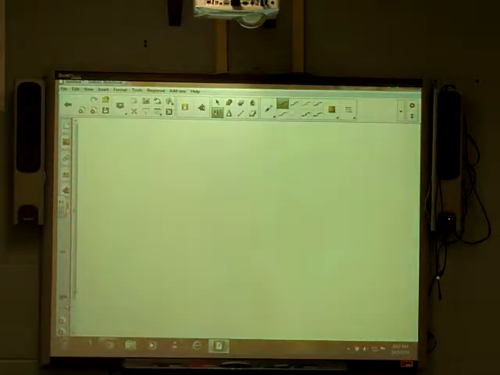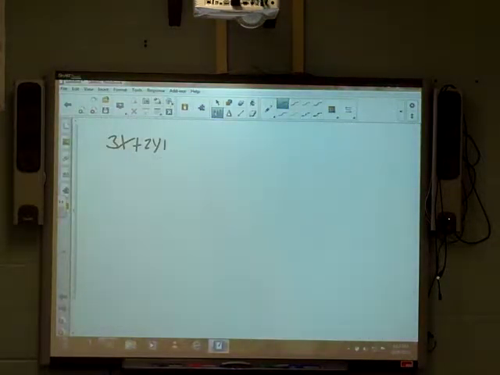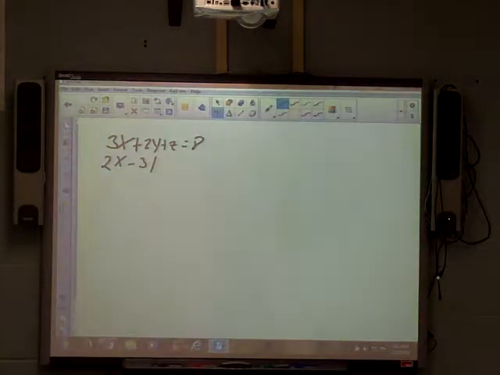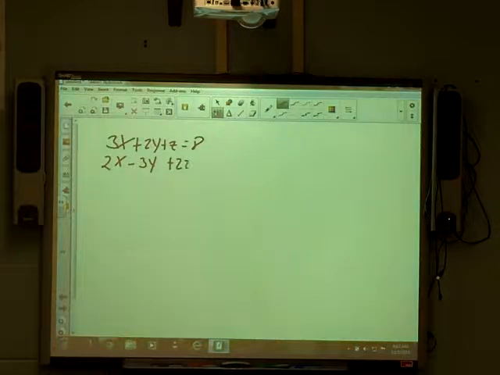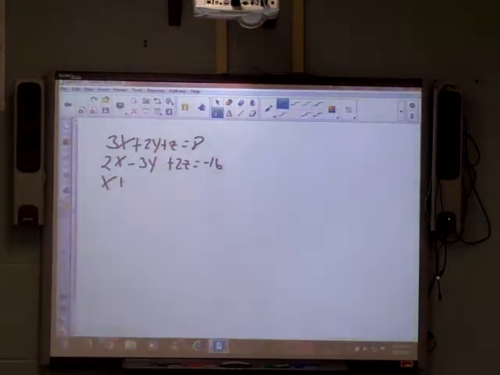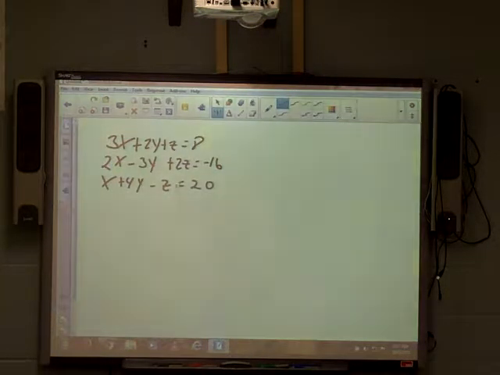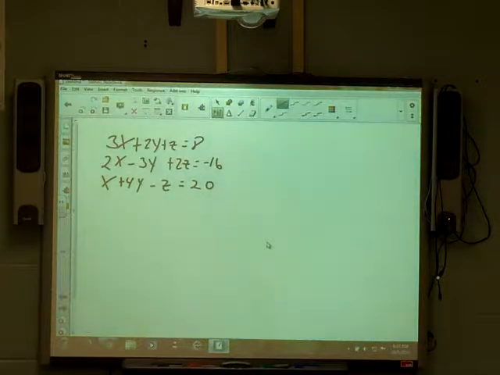All right, we had 3x plus 2y plus z equals 8. Then we had 2x minus 3y plus 2z equals negative 16. Then we had x plus 4y minus z, same equation, equals 20. All right, the way that our calculator can solve these is by using matrices.